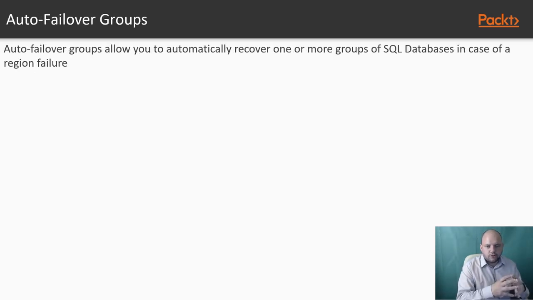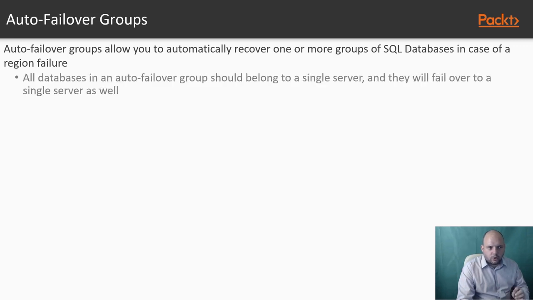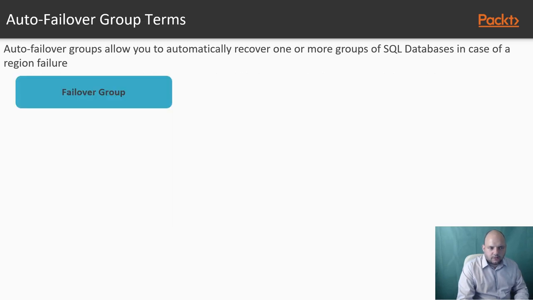Auto failover groups allow you to automatically recover one or more groups of databases in case of a region failure. All databases in an auto failover group should belong to a single server, and they will fail over to a single server as well. So we've got our failover group there. A failover group is a group of databases between the primary server and the secondary server which are to be recovered as a unit if there's an outage in the primary region.